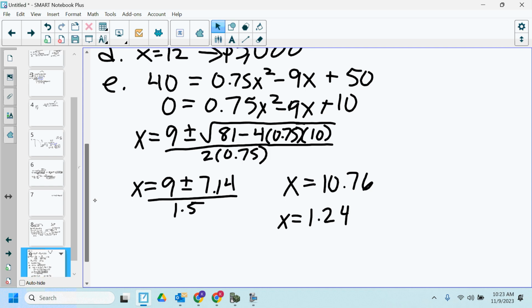Alright guys, a couple of good questions. Once again, we're not going to talk about reams of paper cost in terms of square roots. We're just going to use decimals, and remember, you can round to 2 decimal places. So you're doing 9 plus 7.14 divided all by 1.5 to get 10.76, and then 9 minus 7.14 divided by 1.5 to get 1.24. Those are your 2 solutions. In this case, based on the context of the problem, it makes sense to have 2 solutions. But sometimes, and you'll see it later, it might not make sense to have both solutions.